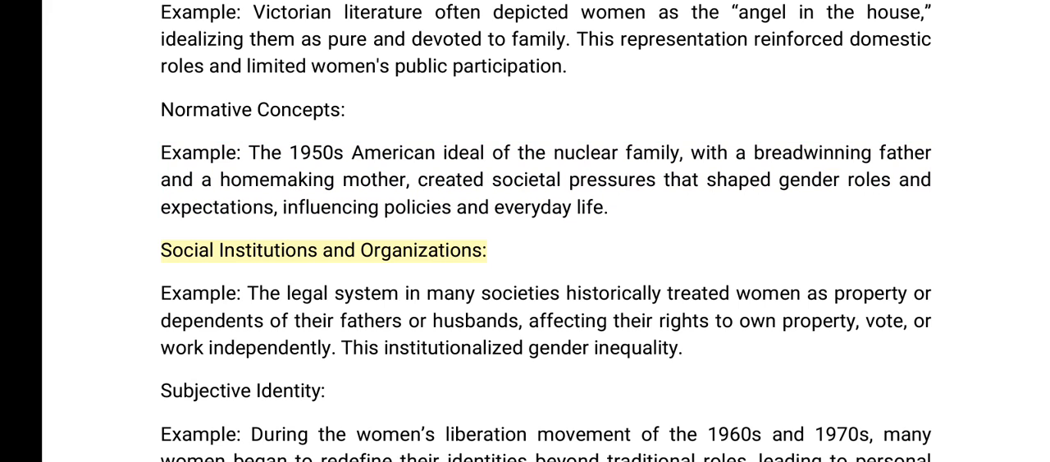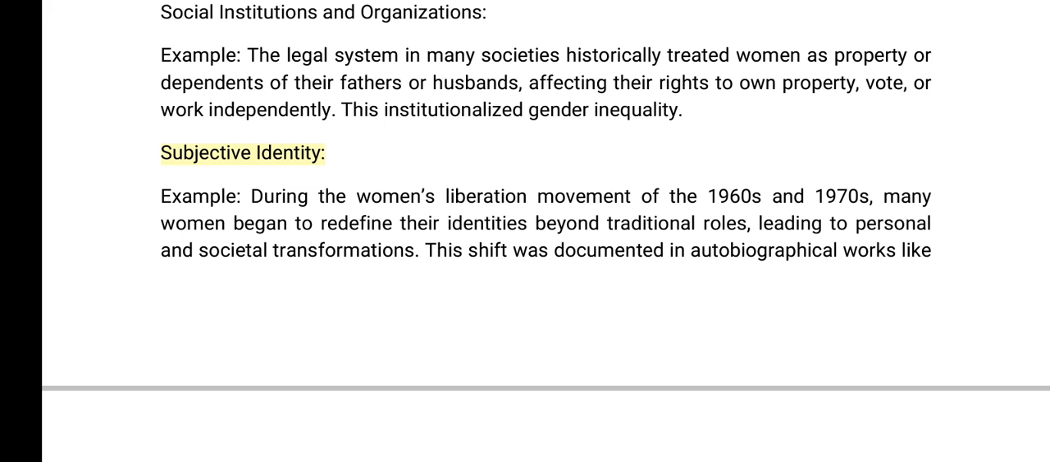Social institutions and organizations. Example. The legal system in many societies historically treated women as property or dependents of their fathers or husbands, affecting their rights to own property, vote, or work independently. This institutionalized gender inequality.